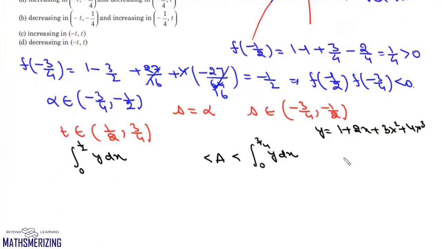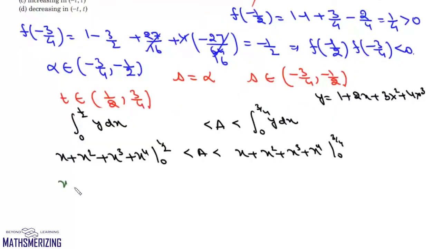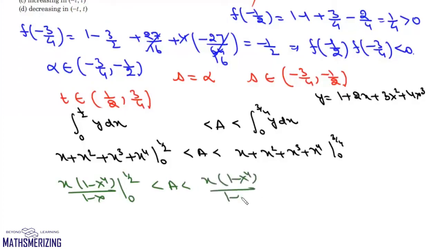So if we integrate this function, we can write this as x plus x square plus x cube plus x to the power 4 from 0 to 1 by 2, which is less than A. It is less than x plus x square plus x cube plus x to the power 4 from 0 to 3 by 4. Now this is nothing but a GP. So we can write the sum of this GP as x into 1 minus x to the power 4 upon 1 minus x from 0 to 1 by 2, which is less than A, and here it will be x into 1 minus x to the power 4 upon 1 minus x from 0 to 3 by 4.